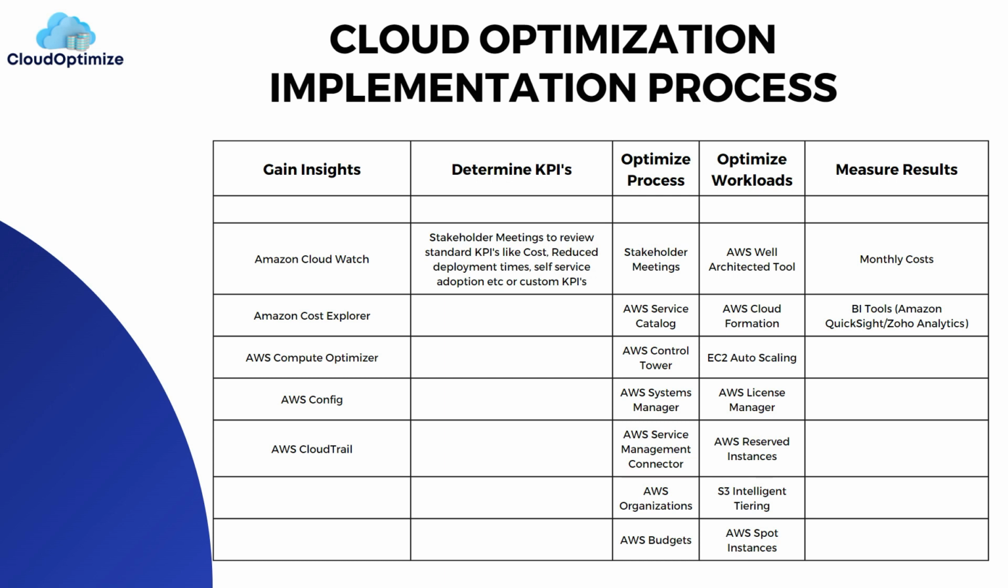And then if we have different kinds of KPIs, if you want to look at a dashboard, compare and do all of that stuff, we can implement a BI tool. It could be QuickSight or Amazon QuickSight. It could be Zoho Analytics. It could be a Microsoft Business Intelligence product. Doesn't matter, we can get it done, but measuring results is at the end.